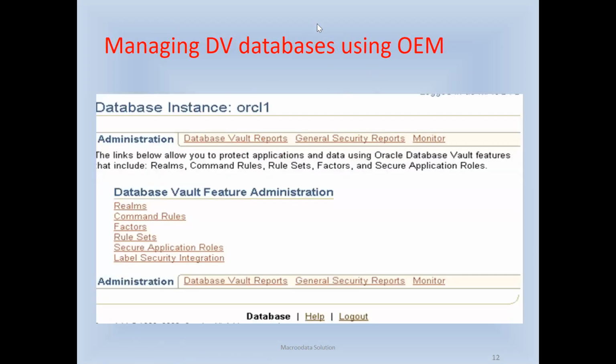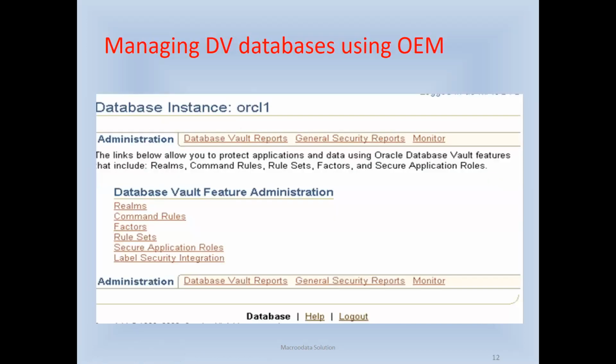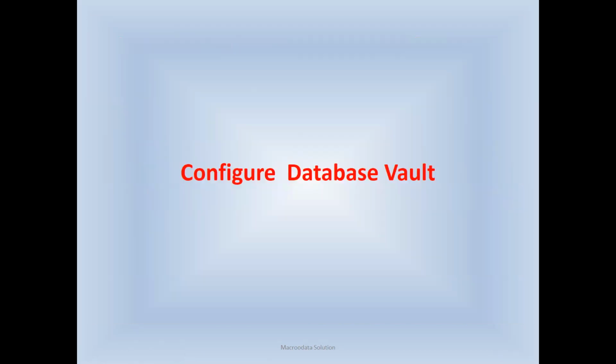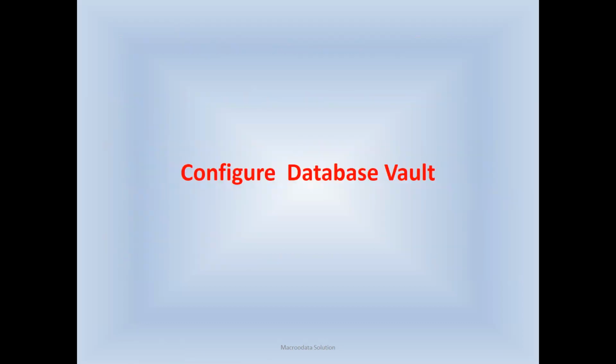Okay, so this is the page where you can see managing the database using OEM. So we have realms, command rules, and factors in this Database Vault Administrator. You can manage this. We will not be going through OEM practically. I will be showing you through the command line, through SQL commands, how we can monitor it. So this is just a basic overview of Database Vault. Then we'll talk about how we can configure it, and how we first have to enable it in our database.